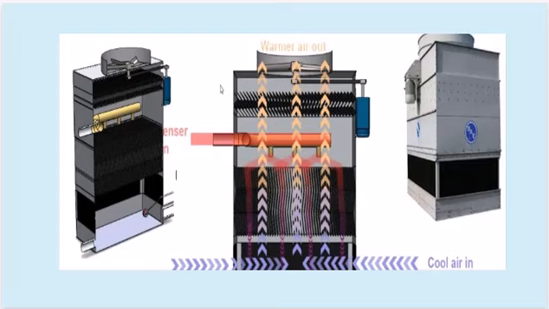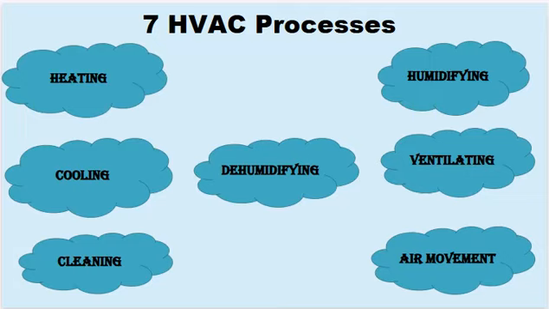Finally, in the ventilation stage, the treated air is distributed throughout the building to maintain the desired temperature and air quality. This process demonstrates how HVAC systems manage indoor environments effectively, ensuring comfort and air quality. 7 HVAC processes: heating, cooling, cleaning, dehumidifying, humidifying, ventilating, air movement.